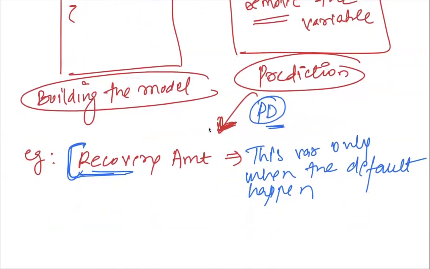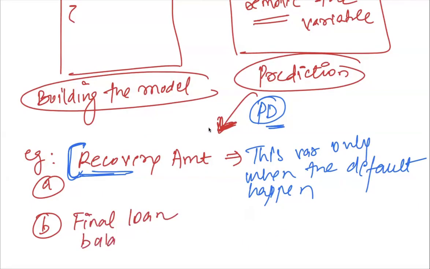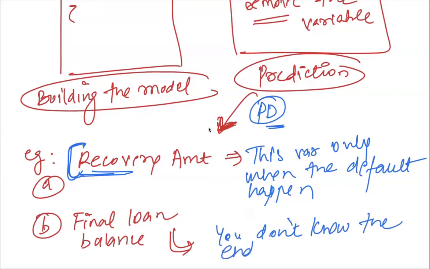Similarly, one more example is final loan balance. You cannot have this because you don't know the ending balance at the start of the loan.